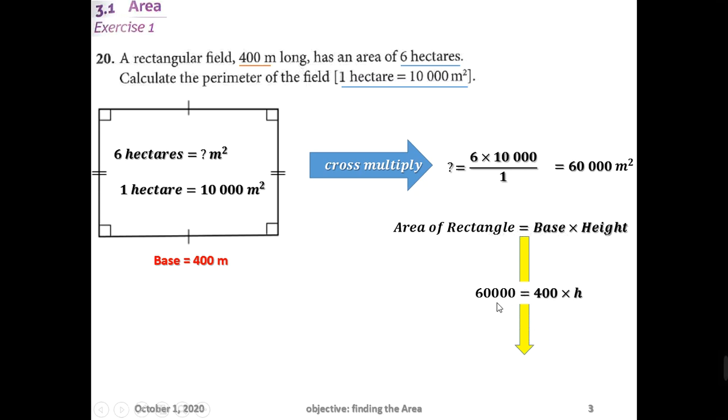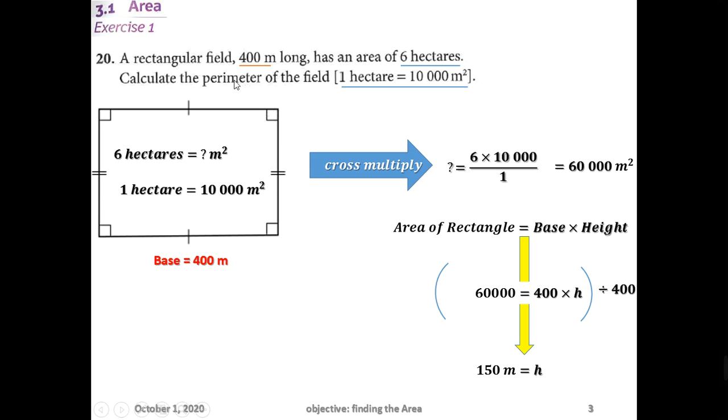Now, after we wrote the rule, we substituted in the rule, it is in its simplest form. There is no need for simplification here. So we can immediately apply opposite operation and make h the subject. So 400 times h, the inverse operation to times is divide. Divide by 400 because we're getting rid of the 400 from the right side of the equation. We're isolating h. So 60,000 divided by 400, the answer will be 150 meter is the length of the height.